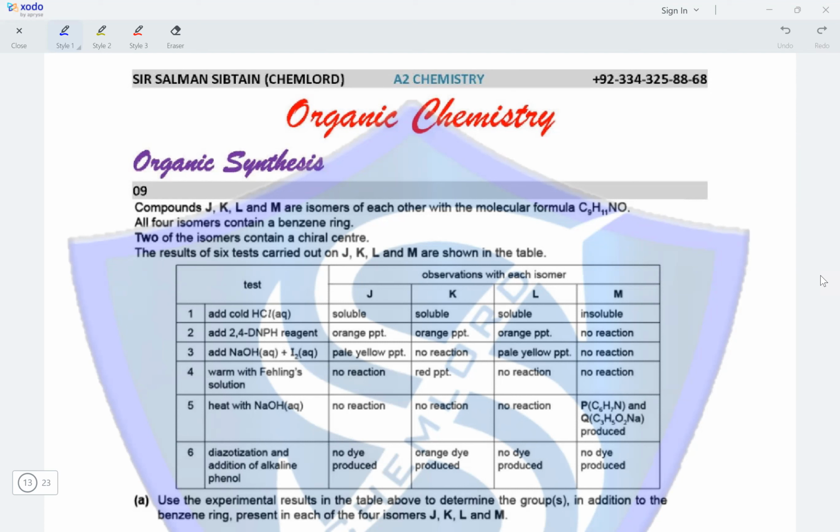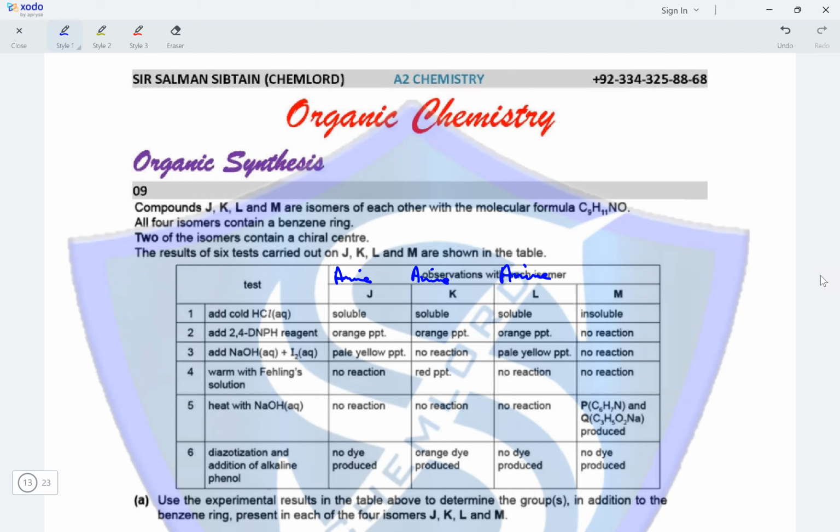So if we have got nitrogen and oxygen present, most likely all three of them will have an amine present. So amine, amine, and amine. And M does not have any reaction with cold HCl. It could either be an acid itself or it could be neutral. So that needs to be figured out.